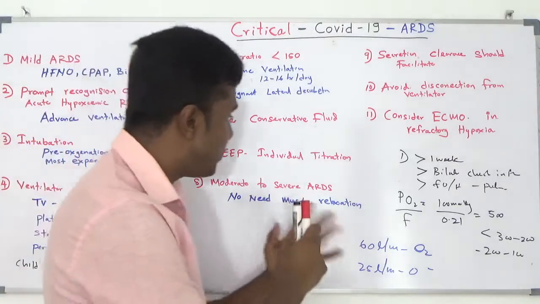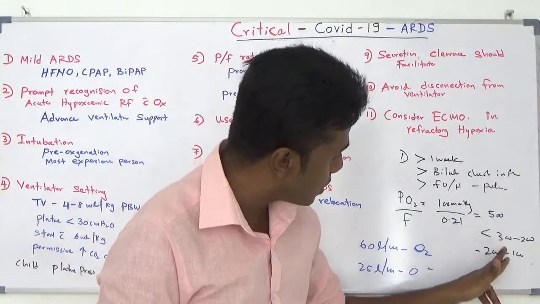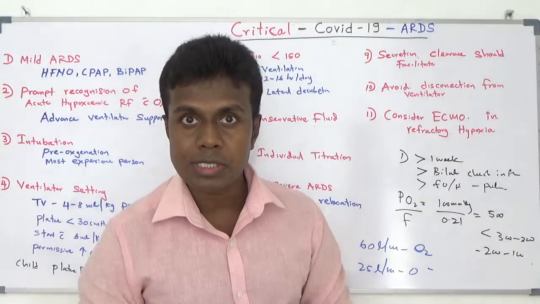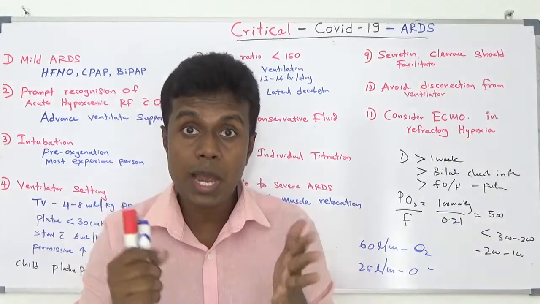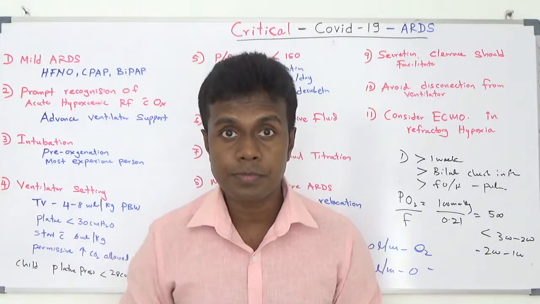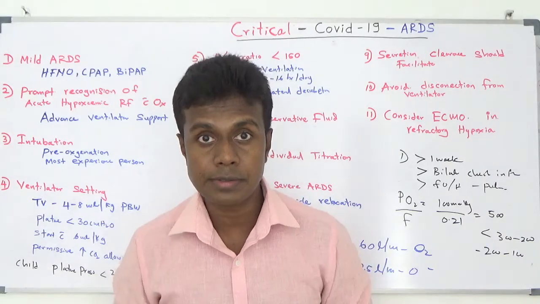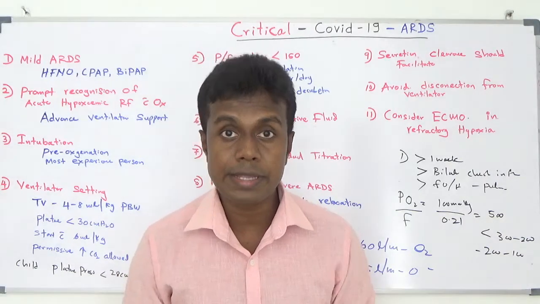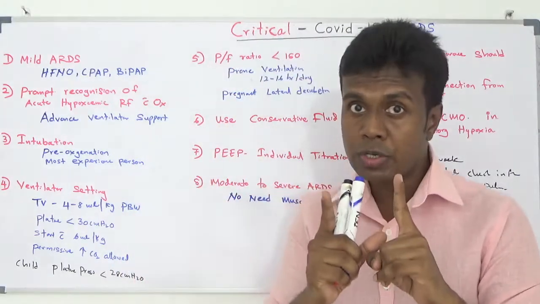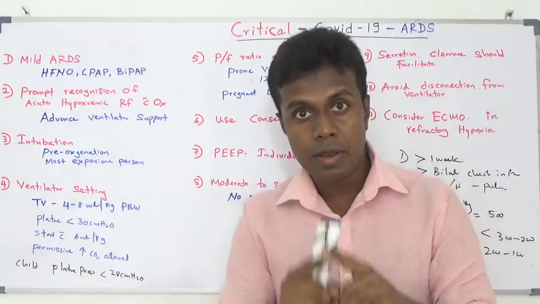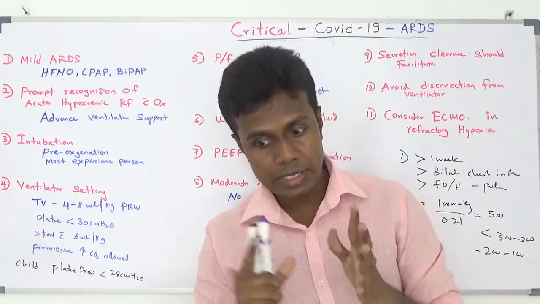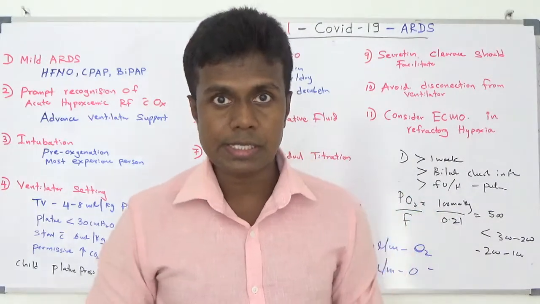Number 8. In moderate to severe ARDS, that means the PF ratio in the 200 to 100 range, no need to give muscle relaxation. Sometimes you may have to give muscle relaxation in that range of patient. If your patient becomes more and more hypoxic or hypercarbic, or ventilator dyssynchrony is there, in that case you have to consider muscle relaxation. Otherwise, in patients with moderate ARDS, no need to give muscle relaxation. It may be true in case of severe ARDS sometimes.